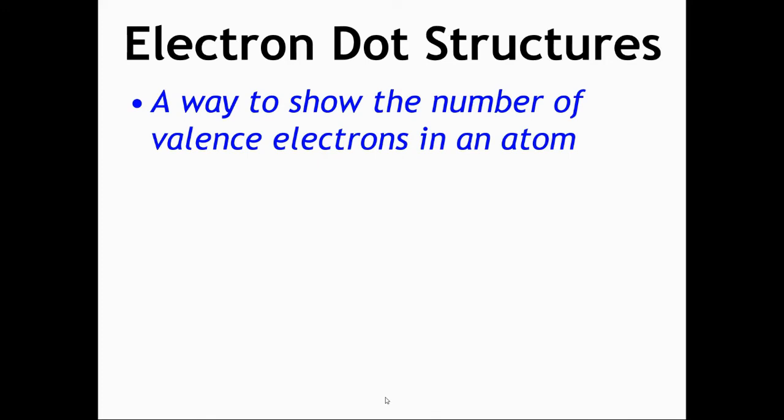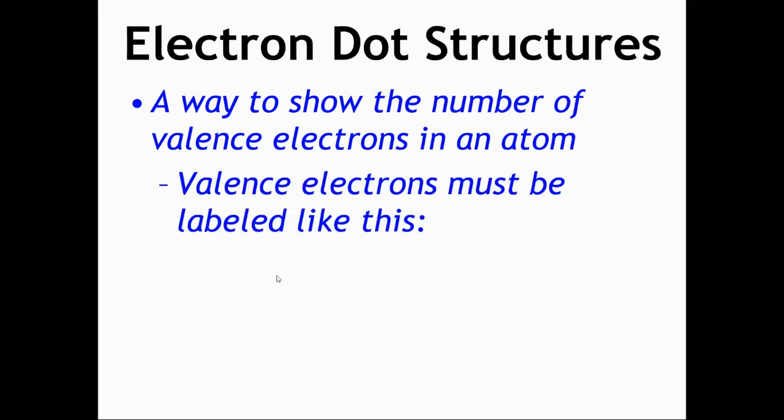Okay, so we're going to talk about electron dot structures, which we've discussed before, but I'm just going to show it to you again. Your electron dot structures are ways of representing the valence electrons in an atom. We only care about the valence electrons because those are the electrons that do the chemistry. All the other ones are not important because they're not the ones that do the chemistry.